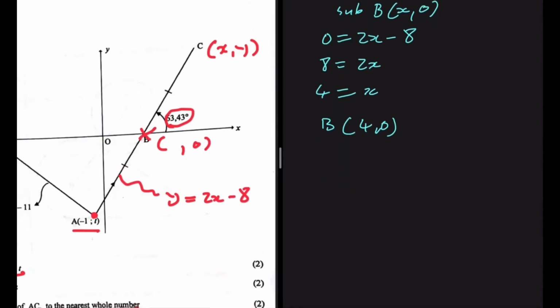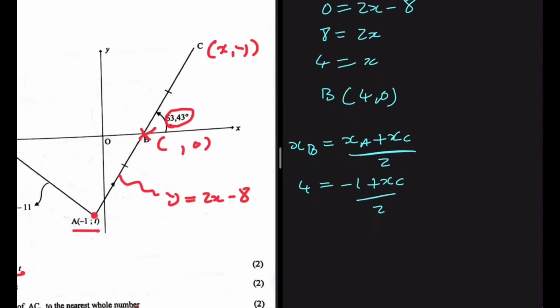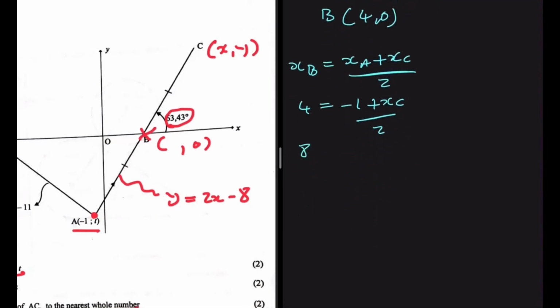So in order for us to calculate the x value of C, we can say that x of B is equal to x of A plus x of C, divided by 2. What is x of B? That's 4. x of A is minus 1, plus x of C, divided by 2. We're solving for x of C. If we cross multiply, we're going to get 8 is equal to minus 1 plus x of C. So 9 is equal to x of C. We have x of C now.